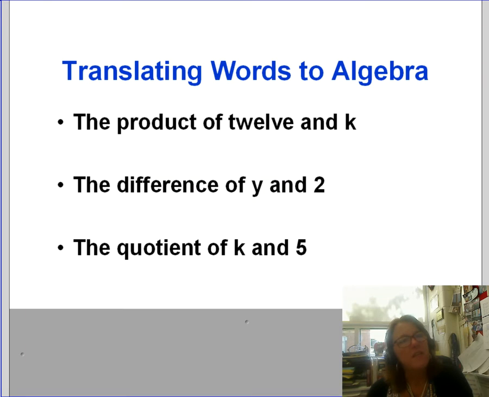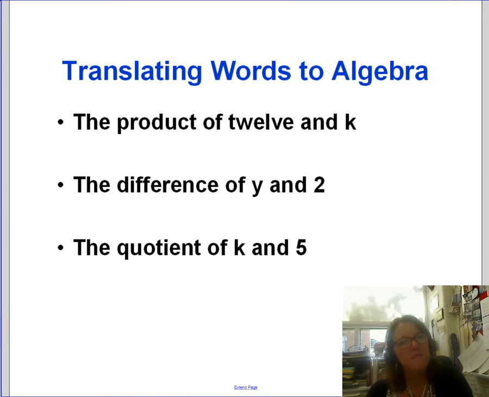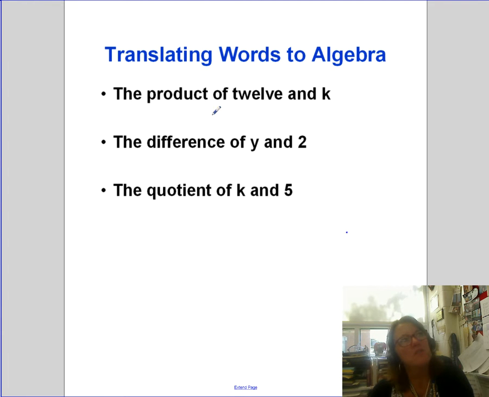Let's see if I can tap into some of your prior knowledge to see if you remember what some of these particular mathy words are and how they translate into math. So let's look at this first one. The product of 12 and k. Product is an important word, means multiply. So we need to take 12 and multiply it by k. So you can write it this way.